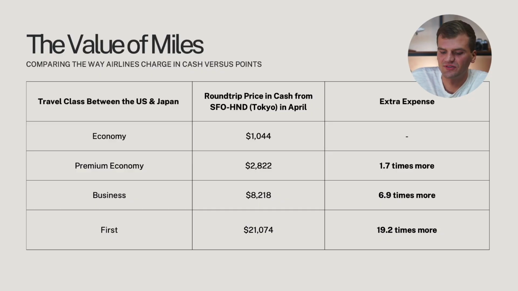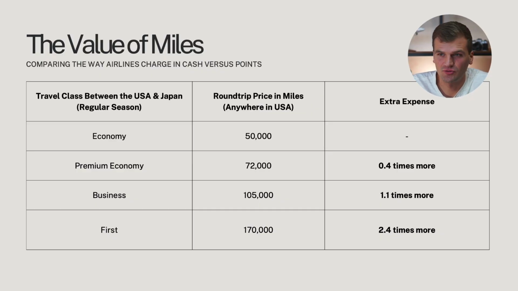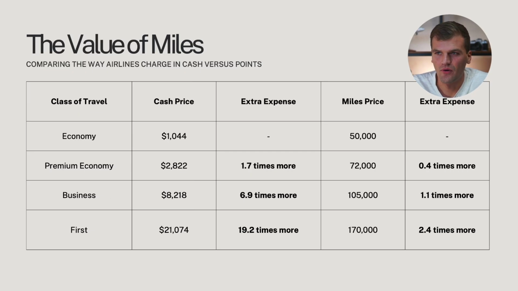If you go instead to miles prices, instead of 50,000 miles, you're going to pay 72,000 in premium economy, which is 0.4 times more, 40% more. In business, you're going to pay 1.1 times more, and in first, you're going to pay 2.4 times more. So if you compare those against each other, you can see that the extra expense in cash is a ton more than the extra expense in miles.